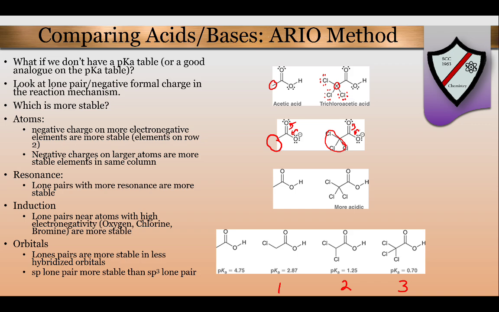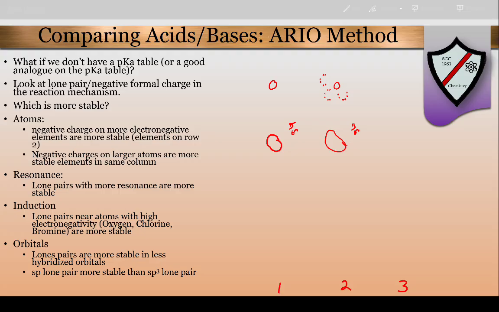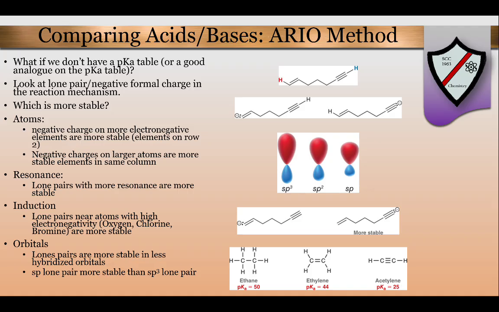And finally, the last part of the ARIO method is the orbitals. And I should have said this a moment ago: this is actually the one that you see mainly with carbon atoms. When comparing particular carbon atoms, whether it's easier to remove a proton, we look at the hybridization of the lone pair's orbitals for that particular carbon. And we have a comparison here at 2 different ends of the molecule.